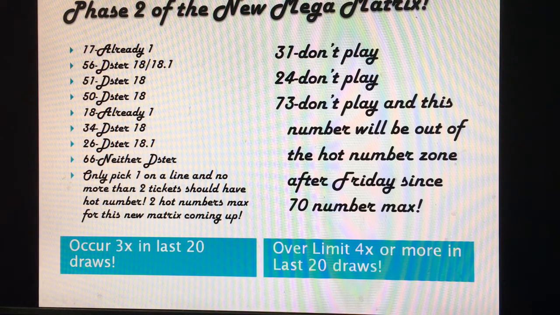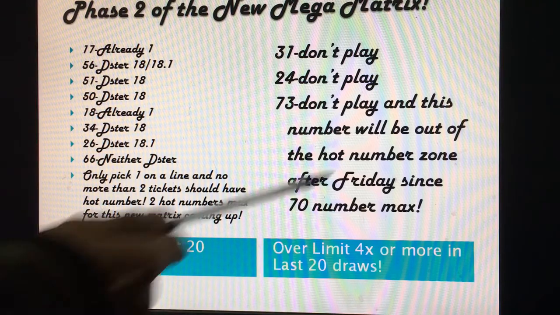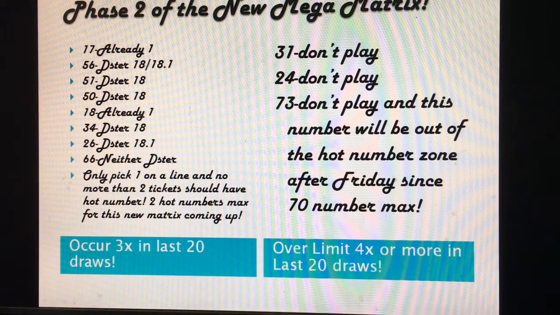And these are the hot numbers that occurred in the last 20 drawings 3 times. For the new matrix and for Friday's draw, you should play only 1 to 2 hot numbers on that $10 line you're playing. So for those 10 lines, you only pick up to 2. Not 2 on each line, not 1 to 2 on each line, up to 2 for those 10 lines. You don't have to play any hot number. I don't like playing hot numbers because the chances of being over the limit numbers, as you can see, are few.